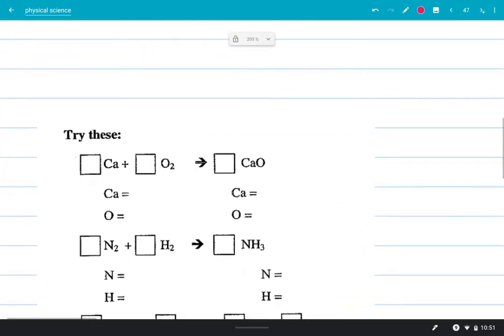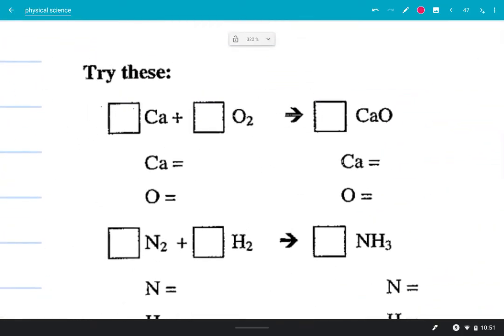I want you guys to write these down before I start, so you guys can do them with me. Go ahead and pause. Okay. So I've got calcium on this side. Step 1 is to count. So I've got 1 calcium, 2 oxygen. 1 calcium, 1 oxygen. Well, my oxygen's not satisfied. That's step 2. Step 3 is add some coefficients.